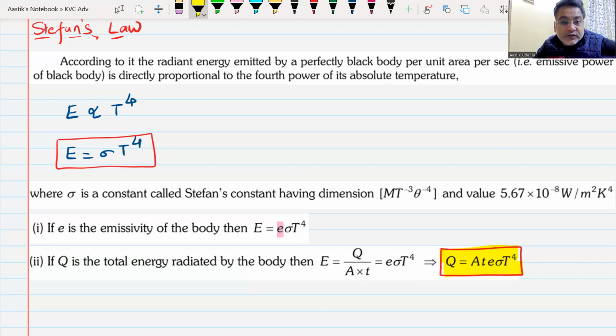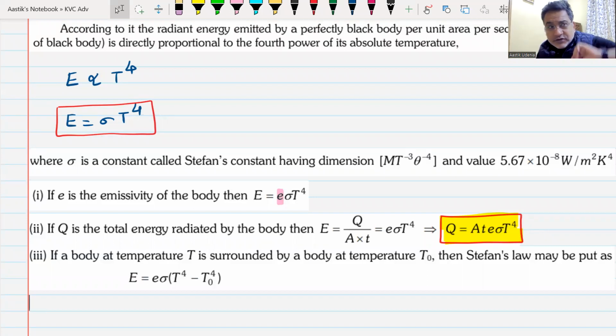So, if you are surrounded by a surrounding of temperature T naught, you are radiating as well as absorbing. The net energy lost by you will be e sigma times T raised to the power 4 minus T naught raised to the power 4. This is the energy radiated or lost per unit area per unit time. Do we understand this? Now I will give you 2 minutes, not for keeping silence, but for noting down what we have done.